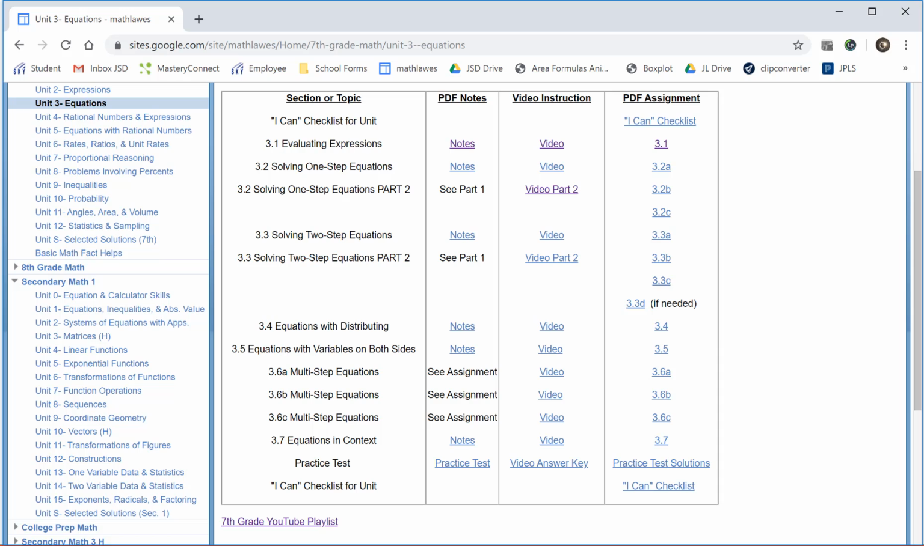And then we've got several others. We've got a part 2 on this. All of these are one-step equations. And then 2-step equations is 3.3. So we've got all of these worksheets and all of these videos that would explain how to do these again.